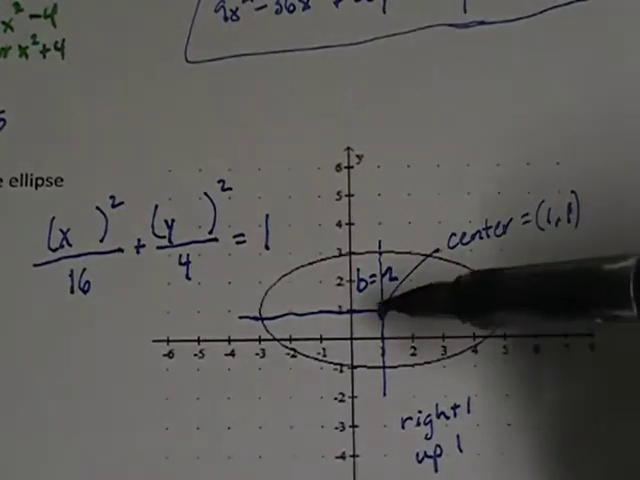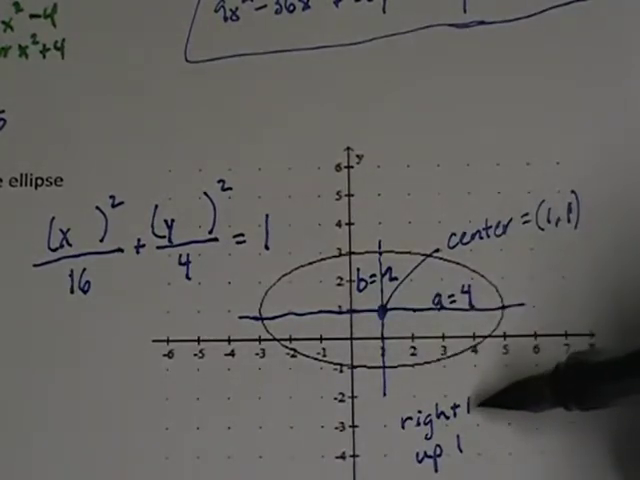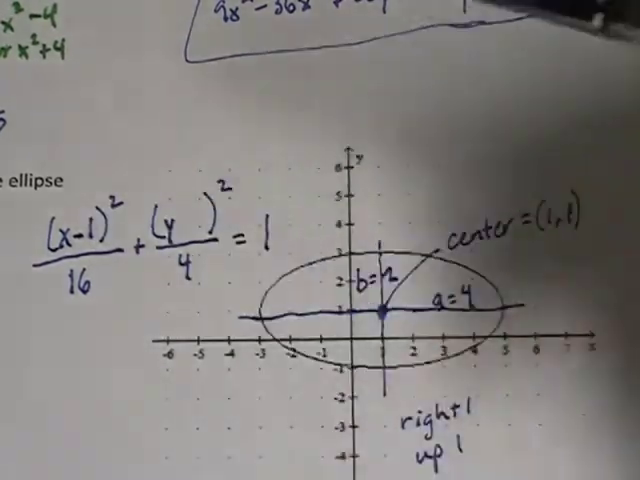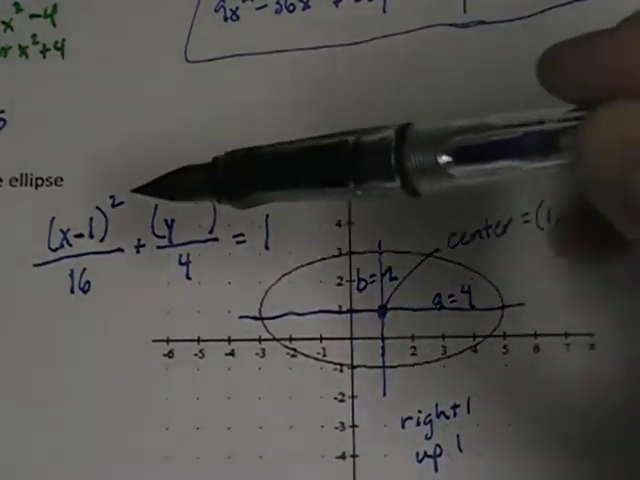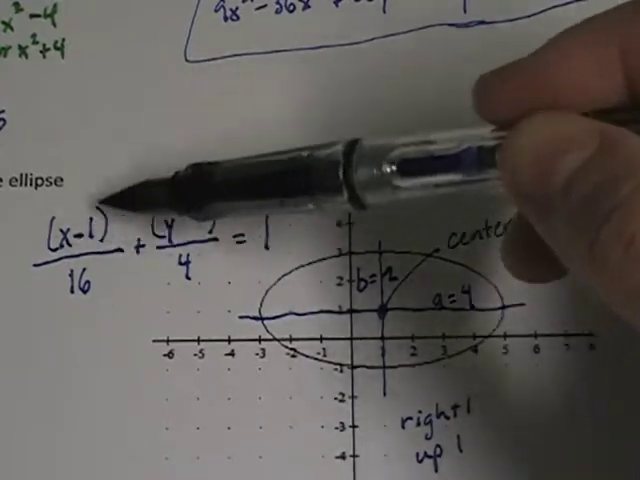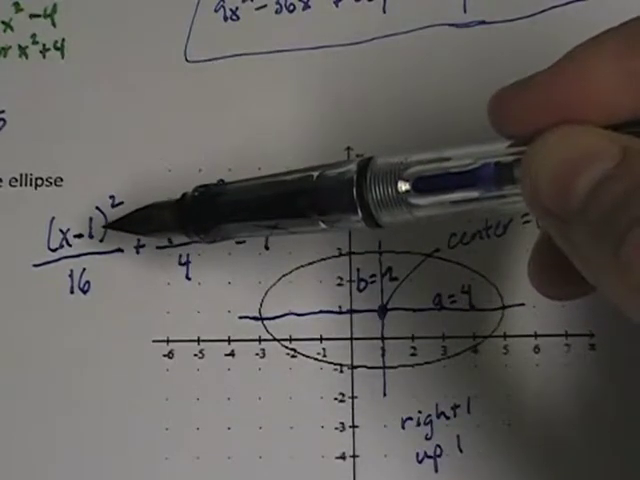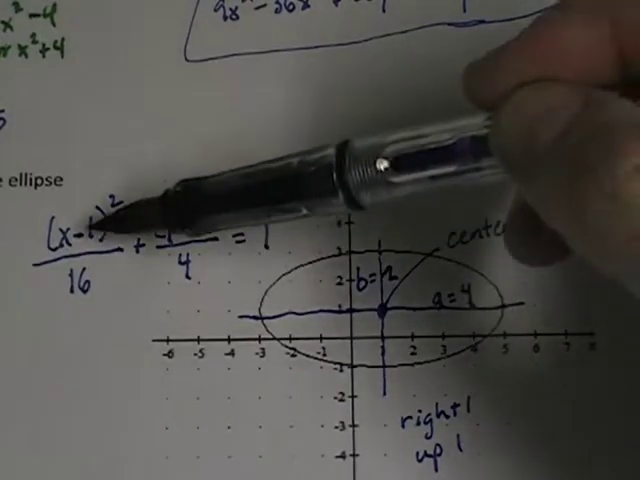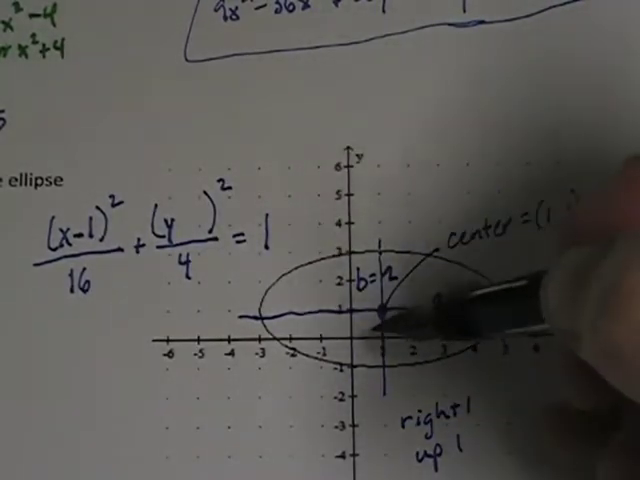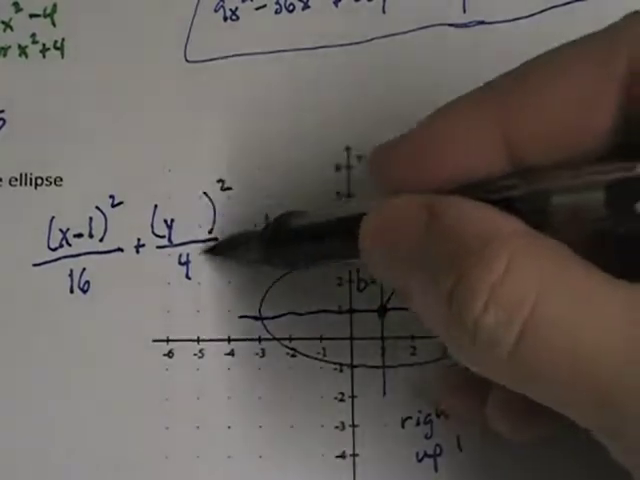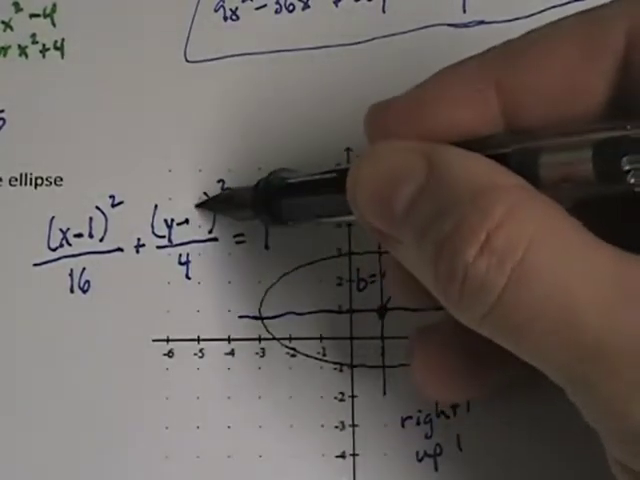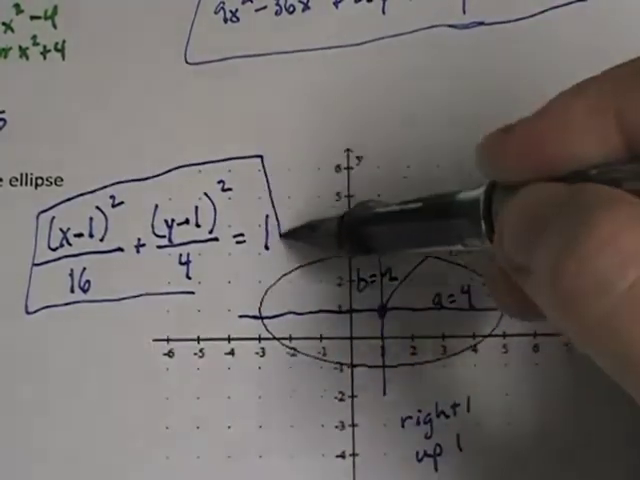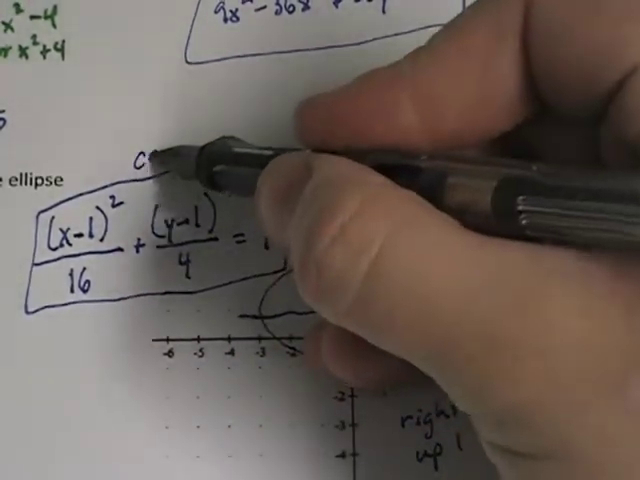Okay? And then this right 1 is going to be minus 1, because if you recall from algebra, anytime something is grouped with a term, it's always going to do the opposite of what you would think. So to the right 1 will be minus 1 here. And the same thing with y. Up 1, because this is going to be grouped with y, is going to be minus 1. Okay? And there is your ellipse in center form.